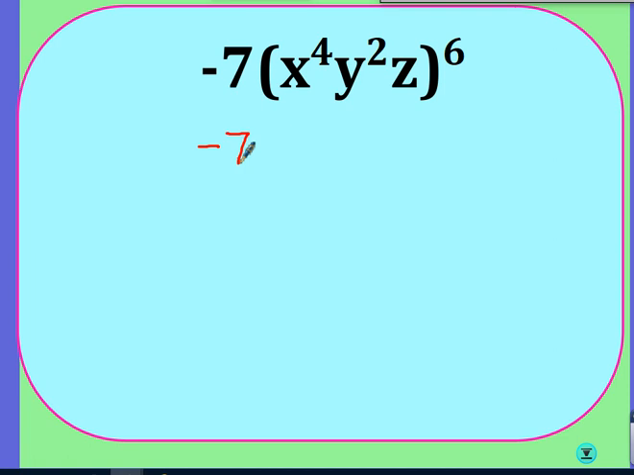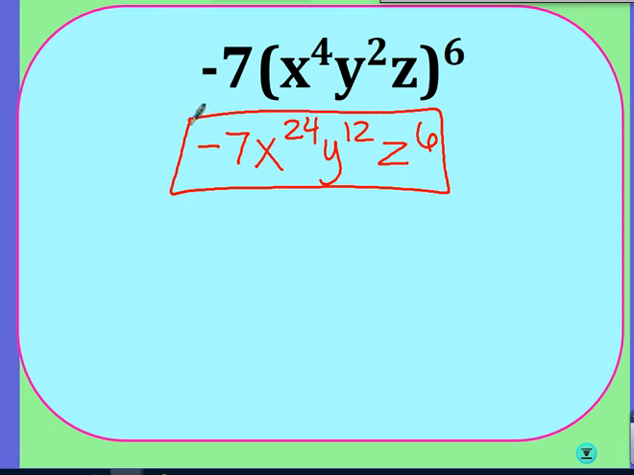Now, you will raise the terms that are inside of the parentheses to the 6th power, starting with your first variable of x. X to the 4th to the 6th power will give you x to the 24th. Y to the 2nd to the 6th will give you y to the 12th. And lastly, z to the 6th will give you z to the 6th. This is your final answer.